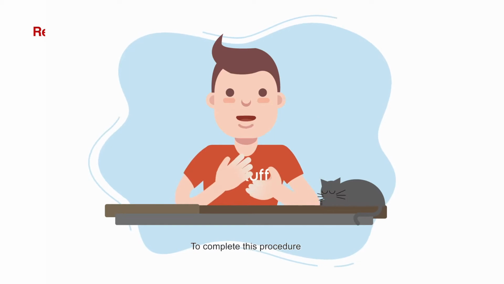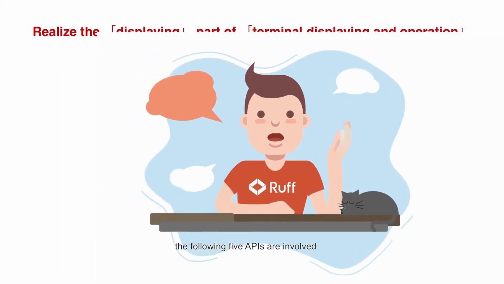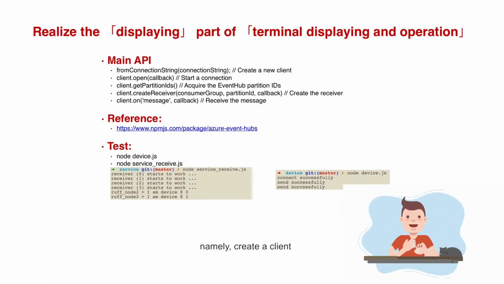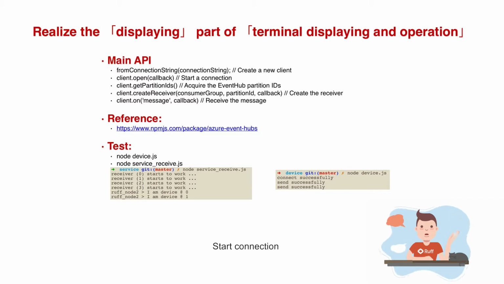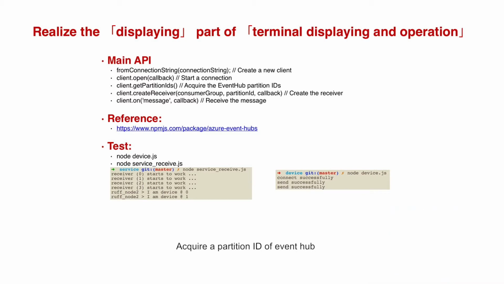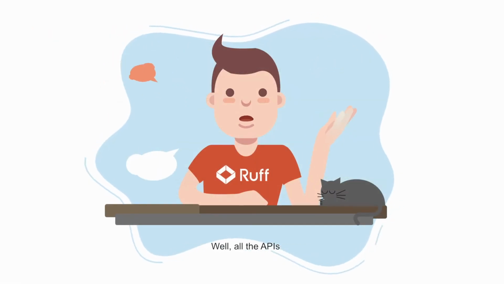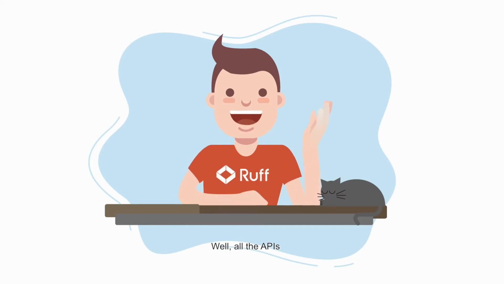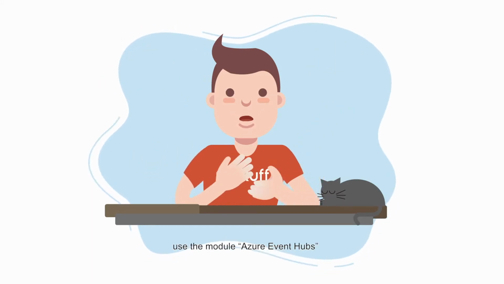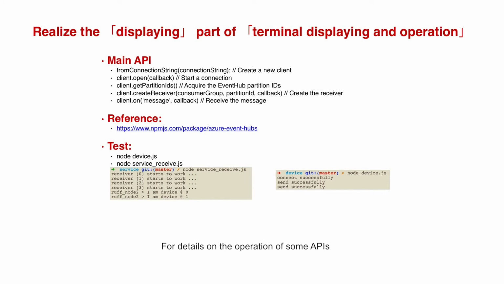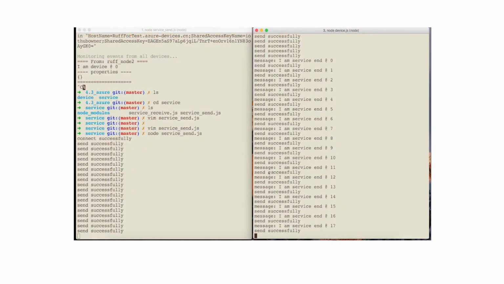To complete this procedure, the following 5 APIs are involved, namely, create a client, start connection, acquire a partition ID of Event Hub, and then create a receiver, and then receive the message. Well, all the APIs use the module Azure Event Hubs. For details on the operation of some APIs, we may search on the NPM website. Okay, a real demo is given here.